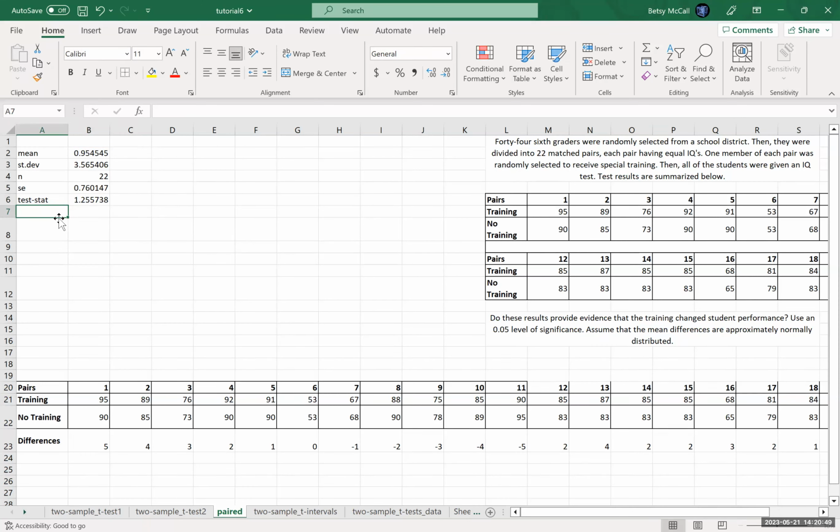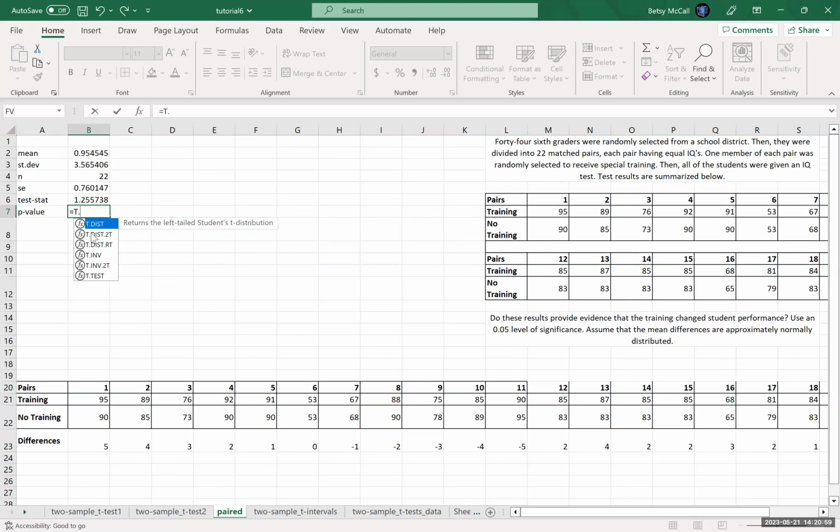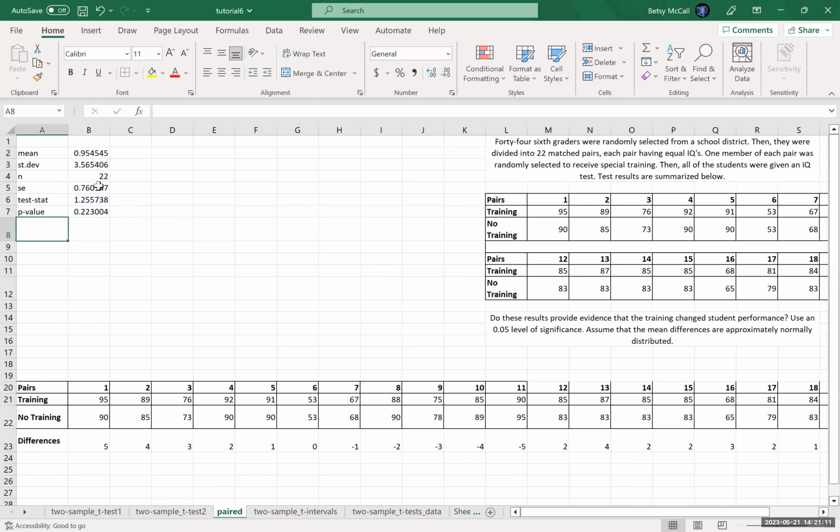And then finally, we would convert that to a p-value using our t.dist. Now, this is a greater than, so we're going to use the 2t, x, and then our degrees of freedom is n minus 1. And so this is greater than 0.05. So we fail to reject the null.